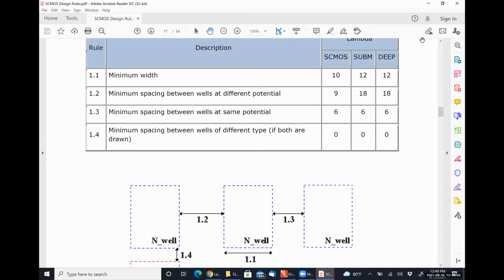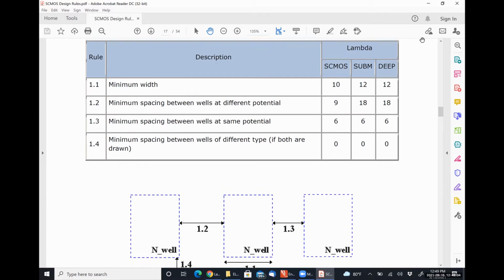The next bit is the minimum spacing between wells at a different potential, and that's 18 lambda. That's significantly larger. I want to talk about exactly why that is.